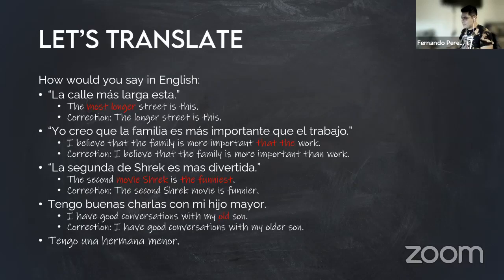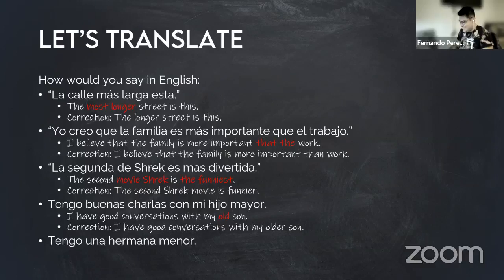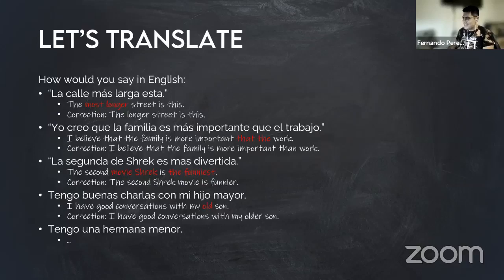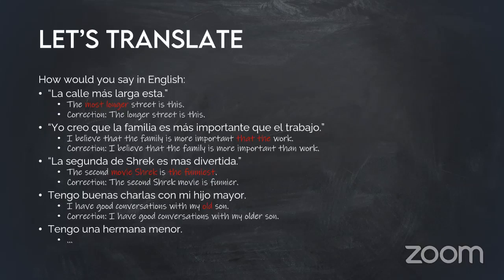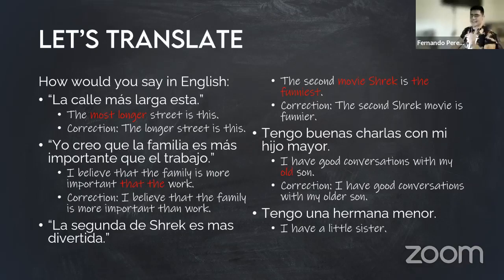How would you say this in English? I have... Laurita, wait a second. Okay. Next, you pass. Very good. Now, Laurita, your turn. I have a little sister. A little sister, that is incorrect.